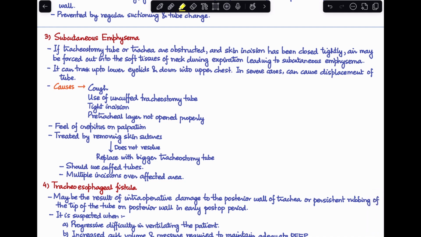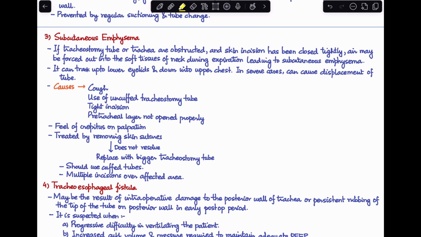So, if a tracheostomy tube or the trachea gets obstructed and we have given a very tight skin incision closure, in that case, the air may be forced out into the soft tissues of the neck during expiration, and slowly it leads to the development of subcutaneous emphysema. And this subcutaneous emphysema can even track as high as the lower eyelids or as low as the upper chest, and in very severe cases it can end up causing displacement of the tube.